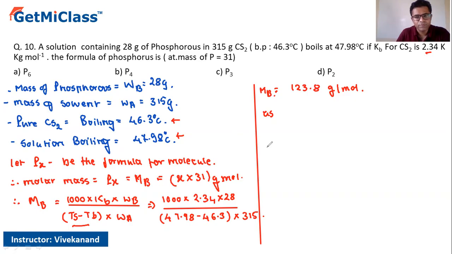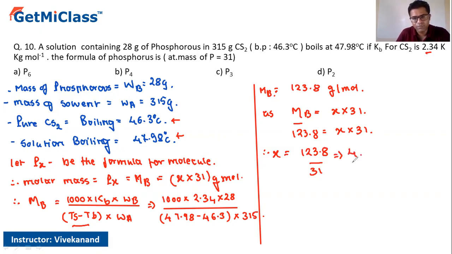Okay, so therefore, as Mb is equal to X into 31. Okay, so Mb value 123.8 is equal to X into 31. So therefore, X is equal to 123.8, the whole thing divided by 31, and that is going to give us rise to answer as 4. So therefore, that is the phosphorus P4 molecule. Therefore, the answer is option B. Thank you.